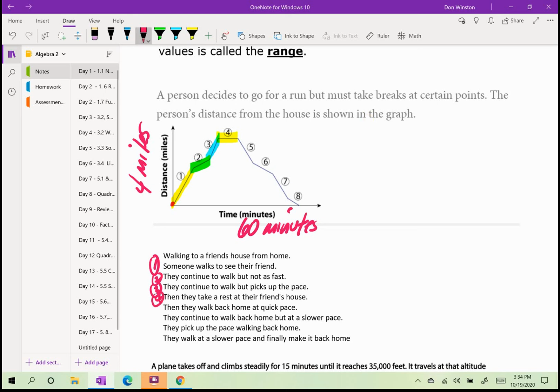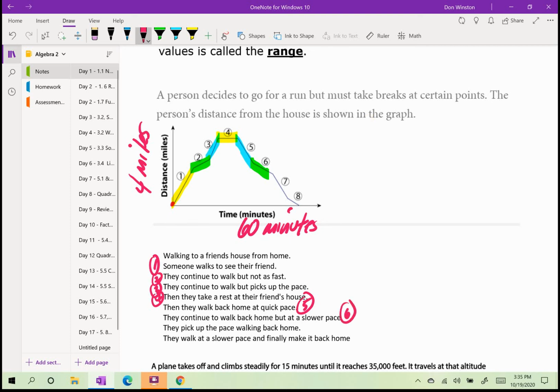Then they walk back home. So their distance from home is decreasing. Okay, so the distance from home is decreasing. So that would be represented by line 5 there. Okay. And it's at a quick pace because the line is somewhat steep. They continue to walk back home, but at a slower pace. So notice here that the line is not as steep as line number 5, but the distance is decreasing, so they're walking back home. So that would be line 6.